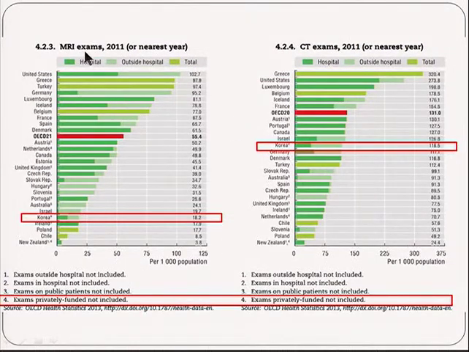For the number of MRI and CT examinations, the rank is somewhat lower. I think it is because the count does not include privately funded examinations, since we have many health screening systems not covered by the national insurance. So that's why the number of MRI and CT examinations is somewhat lower than the number of equipment, maybe.